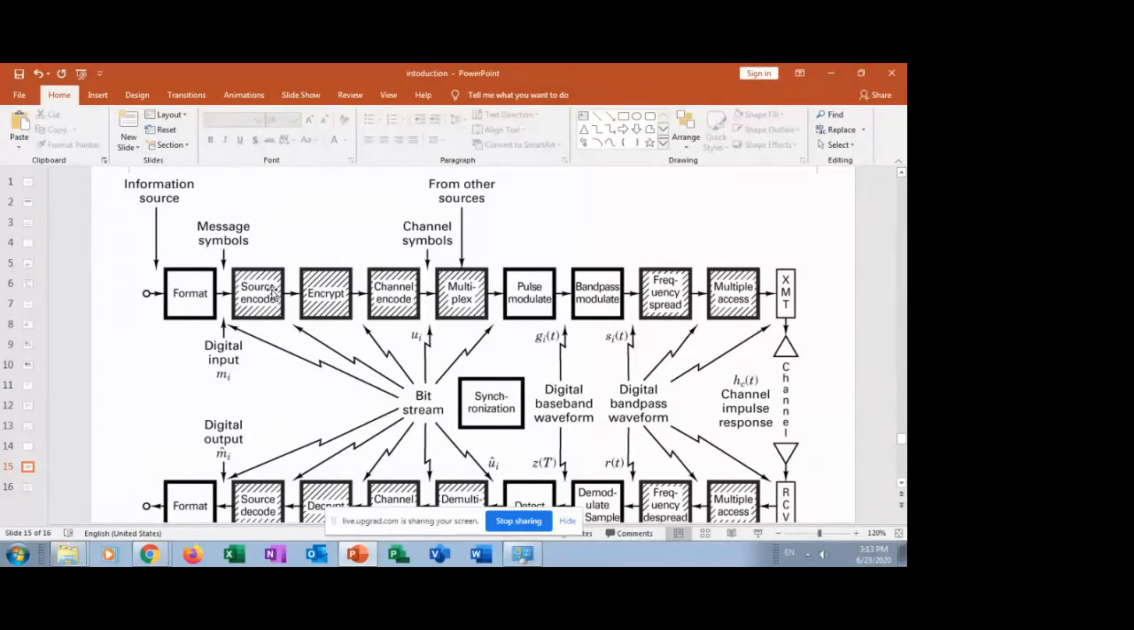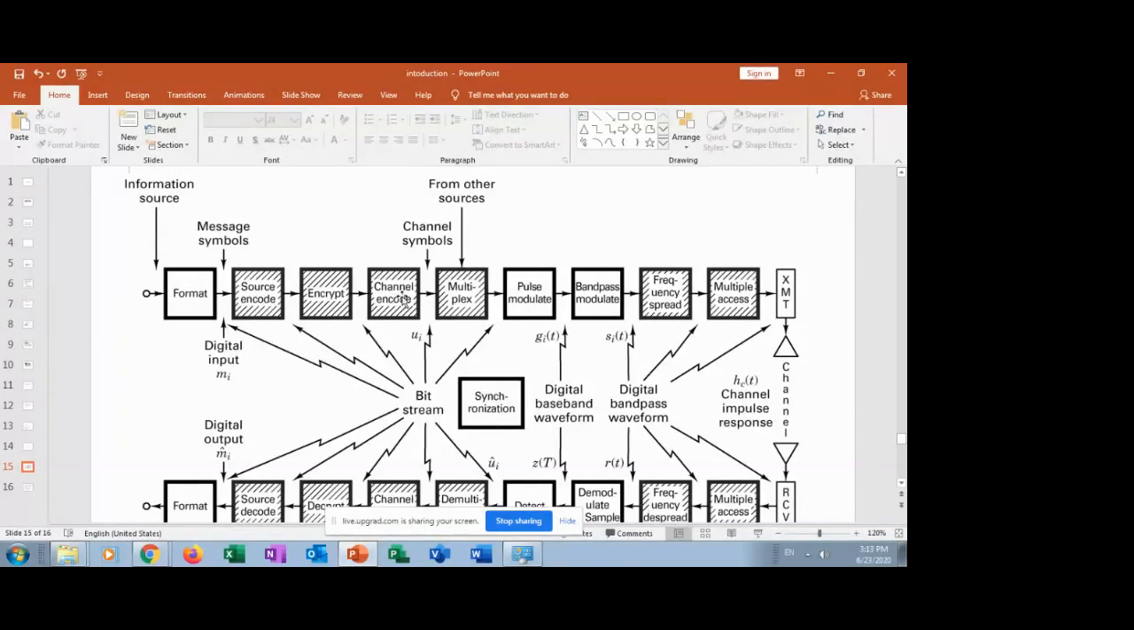Just remember, encryption is the security part. You will study this part in the next semester subject, information theory and coding. There is no need to study this encryption in the digital communication syllabus. We will just study how to make analog to digital conversion easier. After that, the channel encoding.